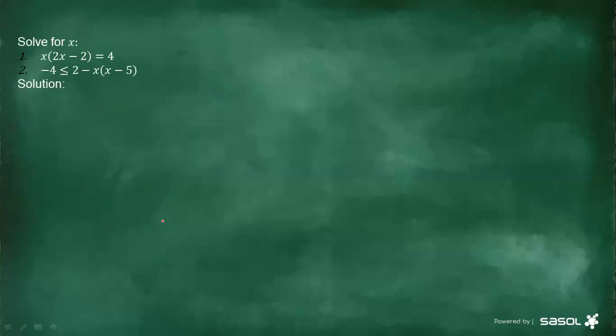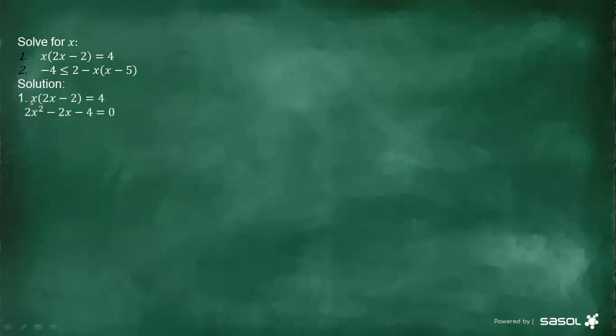All right, solve for x. We now have another question. How do you go about this one? The first question says x times (2x minus 2) equals 4. Now this one, we need to reopen the bracket because the right-hand side is not equal to 0. If it was 0, then we would just say x equals 0 and x equals 1. But now it's not 0, it is 4. So we need to take that 4 back to the left-hand side.